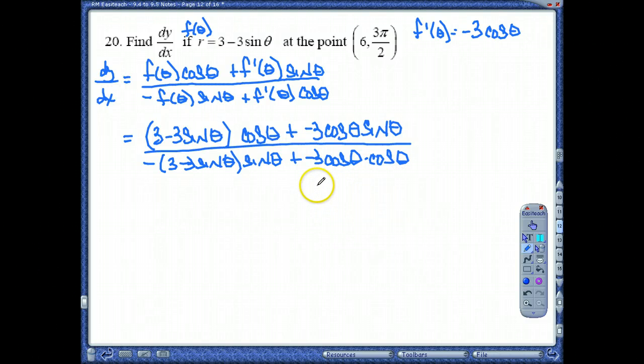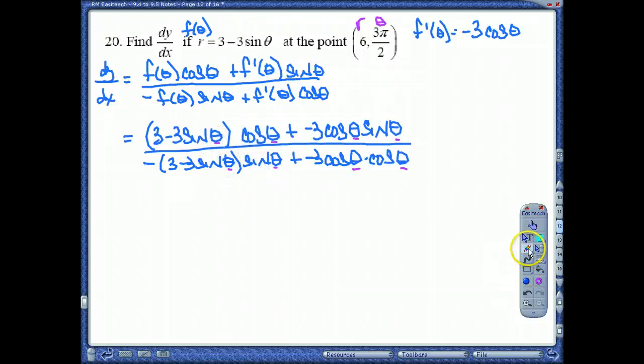All right, so it looks like we've got it all in there. Now, all we have to do is put in 6 for all of the r's. Well, I don't have any r's in my equation here. And then put in 3 pi over 2 for all of my thetas. So all of my thetas, I'm going to put in 3 pi over 2.